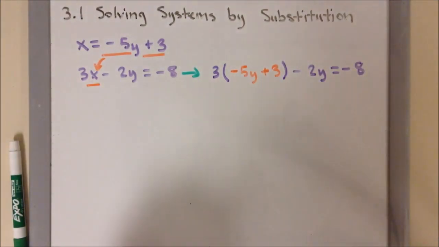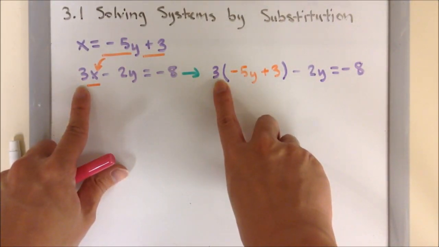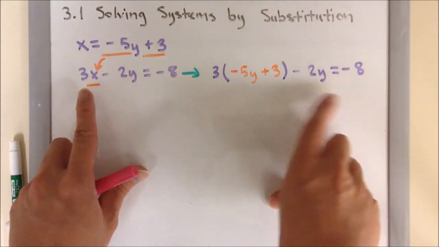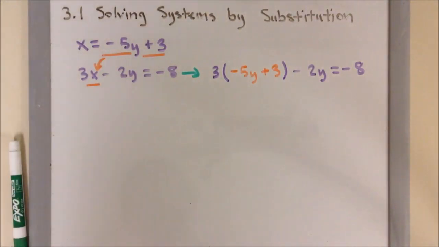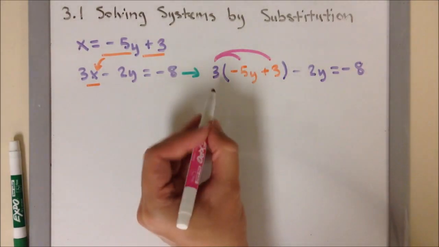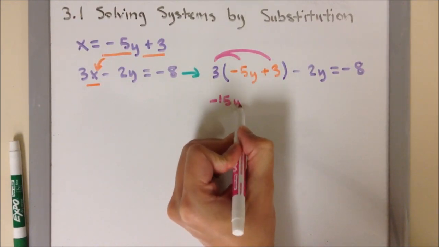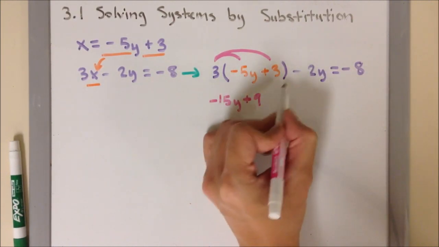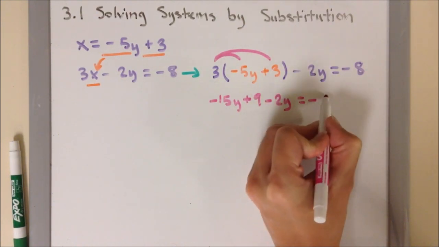So let's review. Here's the original second equation. Here's the new equation. There's the 3, there's the minus 2y equals negative 8. The only thing different is that the x is replaced with negative 5y plus 3. From there, I'm going to distribute the 3. That becomes 3 times negative 5y, negative 15y, and 3 times positive 3, plus 9. Since I distributed, I can let go of the parentheses, carry the minus 2y, equal to negative 8.